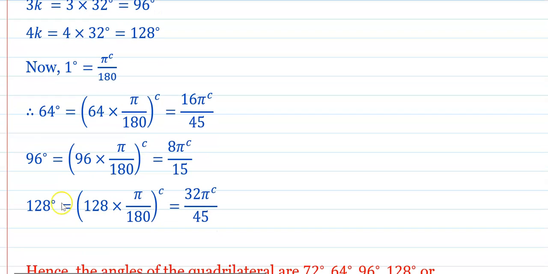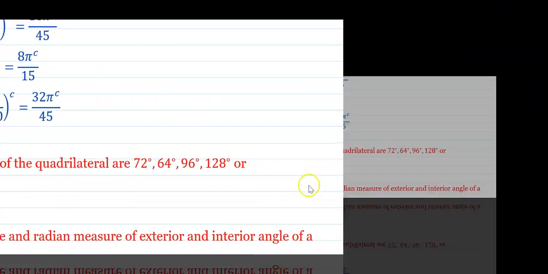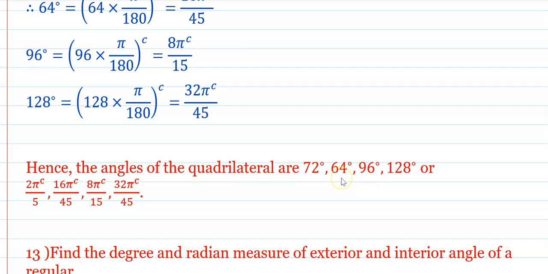Next, 128 degrees, that is 128 into pi upon 180 radian. We'll convert this degree to radian, and after simplification, you will get 32 upon 45 pi radian. And hence the angles of the quadrilateral in degrees are 72, 64, 96, 128, or in radians 2 pi by 5 radian, 16 pi by 45 radian, 8 pi by 15 radian, 32 pi by 45 radian. Okay. Now the next question.